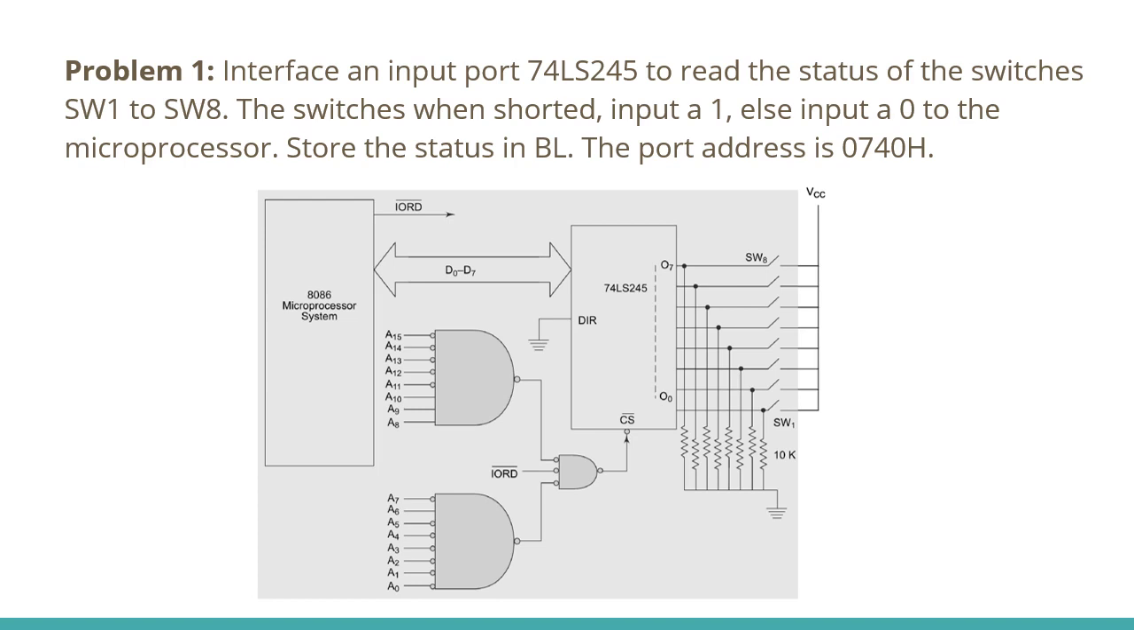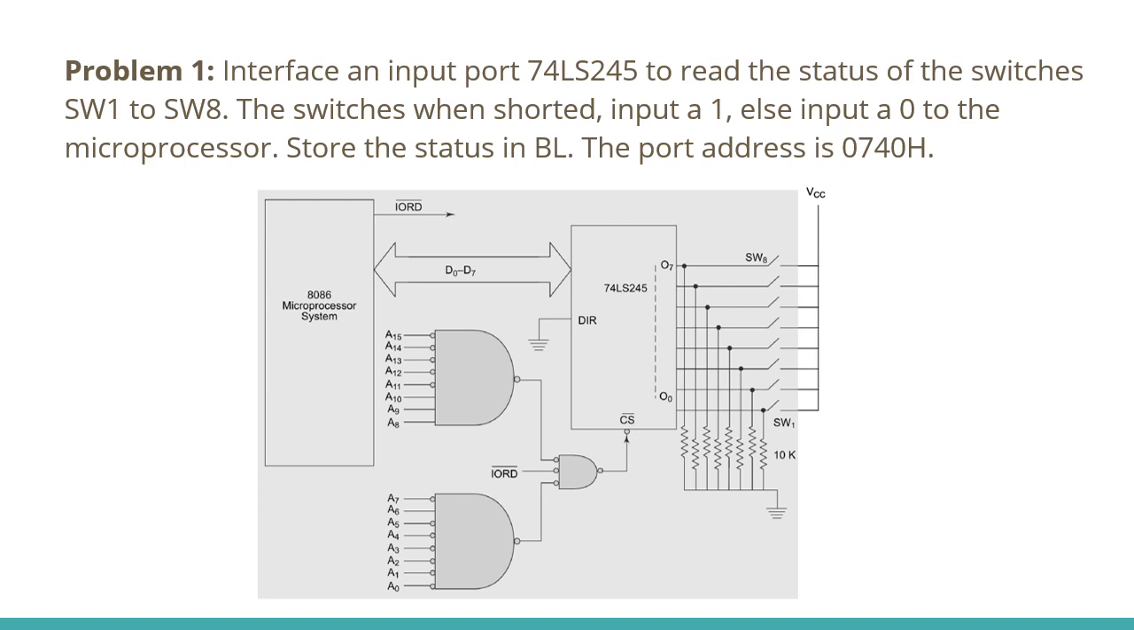The problem is to interface an input port 74LS245 to read the status of the switches SW1 to SW8. The switches, when shorted, will input a 1, else the switches will input a 0 to the microprocessor system. We need to store the status in the register BL. The address of the port is 0740H.